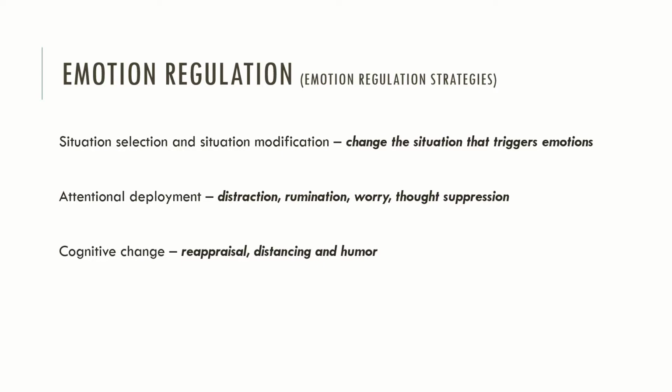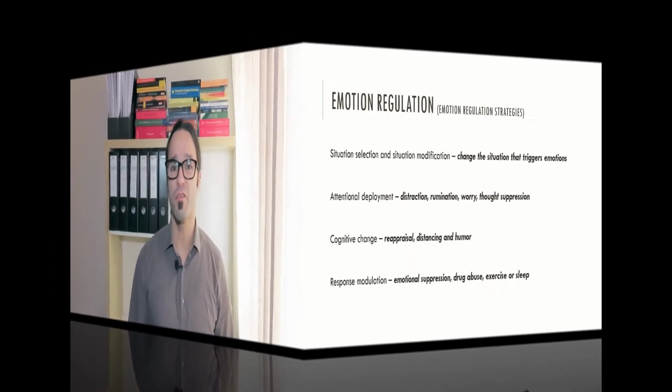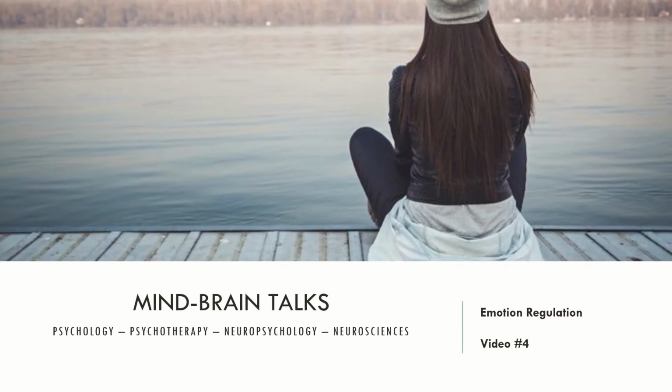Another broad category may be response modulation. Here, we may find strategies such as expressive suppression, drug abuse, exercise or sleep. As you may see, there are lots of strategies that humans use to cope with emotion. However, there are lots of other strategies that were not listed here. In the future, I will look at them and describe them as best as I can.